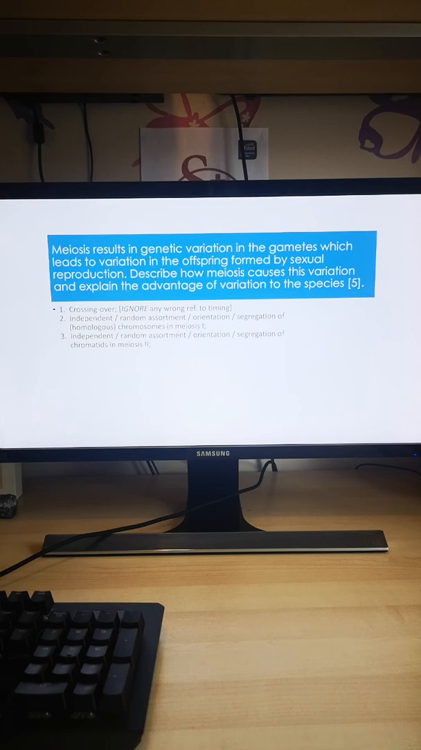So we want crossing over. At the beginning of the first division, the homologous chromosomes align, and at the chiasmata crossing over points, non-sister chromatids are exchanged within homologous chromosome pairs. Something detailed, so you don't just get a mark point for crossing over, you have to describe it.